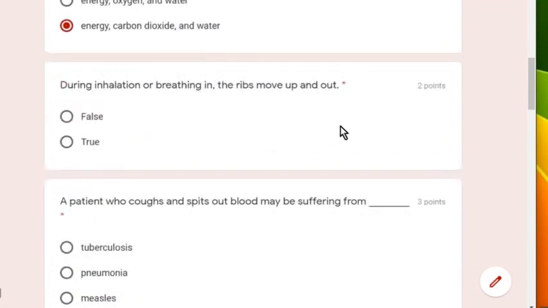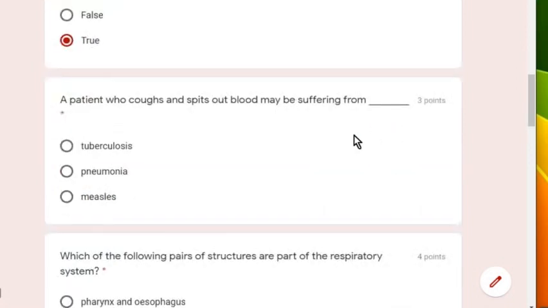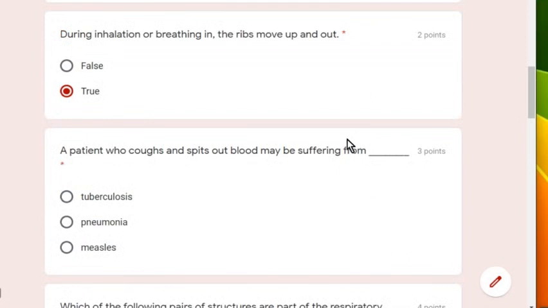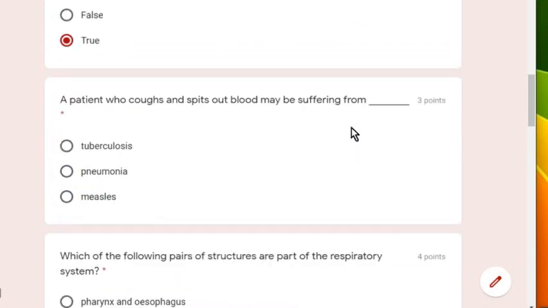Now, during inhalation or breathing in, when you breathe in, the ribs move up and out. So this is true. But when you are breathing out, the ribs move down and in. Next question. A patient who coughs and spits out blood may be suffering from tuberculosis. So tuberculosis and pneumonia are respiratory diseases, but when you are coughing and spitting out blood, that is tuberculosis.